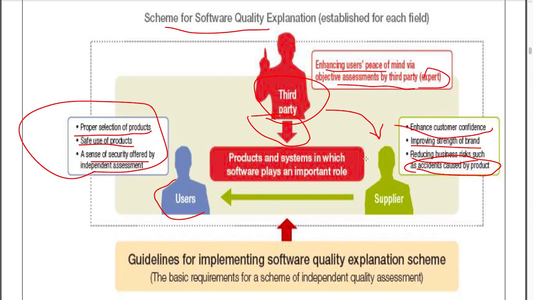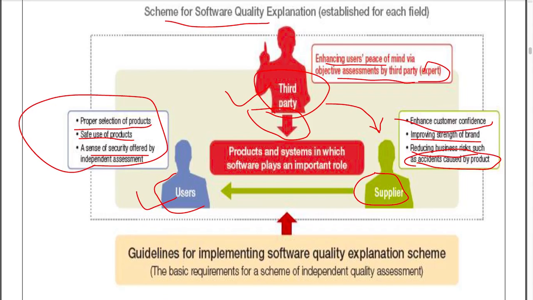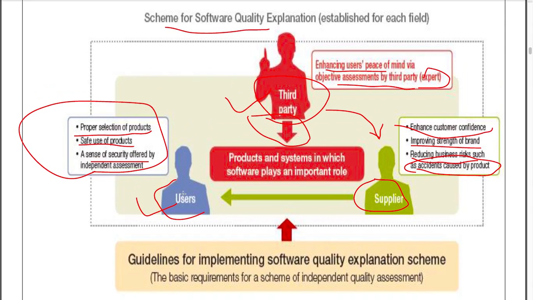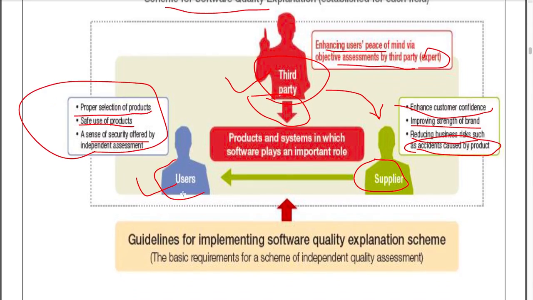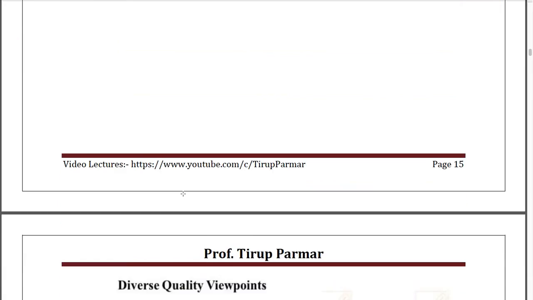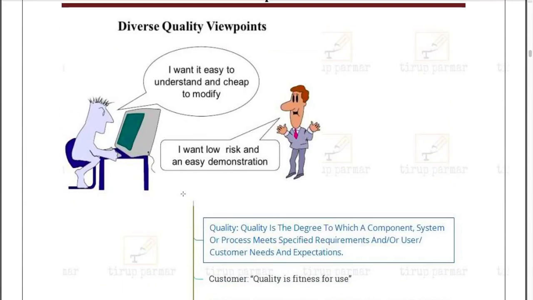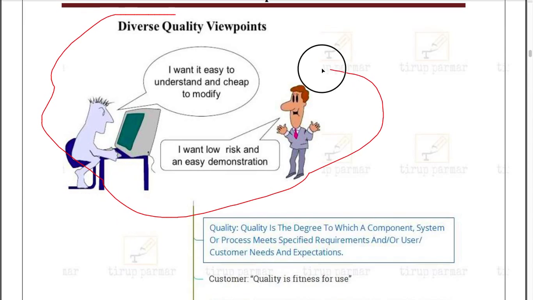So as you can see, we have discussed three definitions of quality: one with respect to the supplier, one with respect to the third party, and one with respect to users. Now you have to memorize, or try to draw such a diagram in the exam as well, and then write the points which I have provided here. The same thing which we discussed here: diverse viewpoint of supplier and marketing, developer and marketing person.